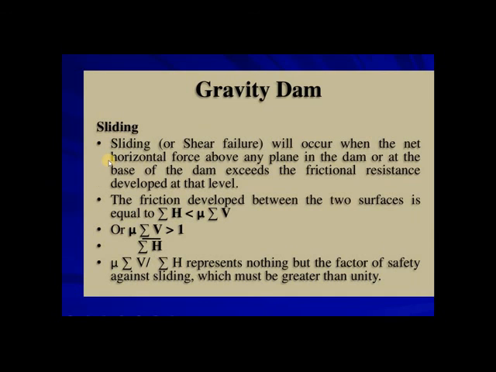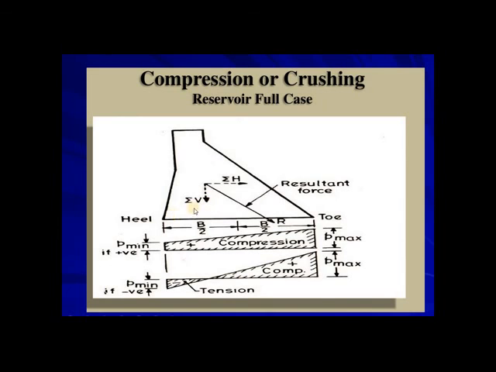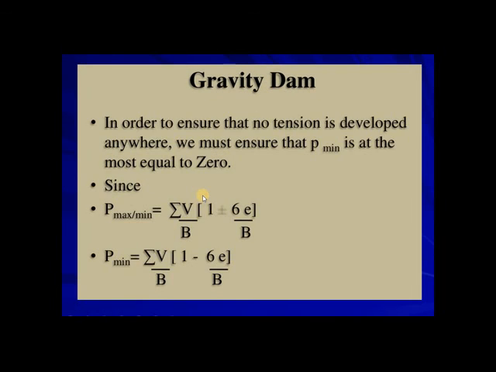That may cause damage to the dam. Sliding, the last one, is sliding. The dam may slide when the net horizontal force above any plane in the dam or its base exceeds the frictional resistance developed at that level. Because the dam is stable due to frictional resistance developed in the material, a force acting from left to right in this way may cause a little bit of sliding of the dam, which is also dangerous.